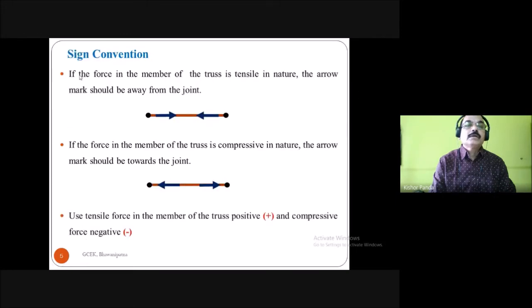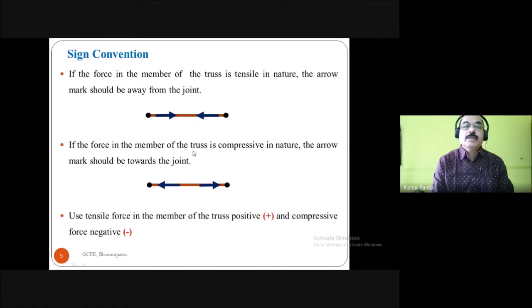Already we discussed in the last class, so this is the sign convention. If the force in the member of the truss is tensile in nature, the arrow mark should be away from the joint. This is one joint, this is another joint, and at this joint you give the arrow mark for tensile nature, and at this joint you give the arrow mark for tensile nature of the force. This is away from the joint.